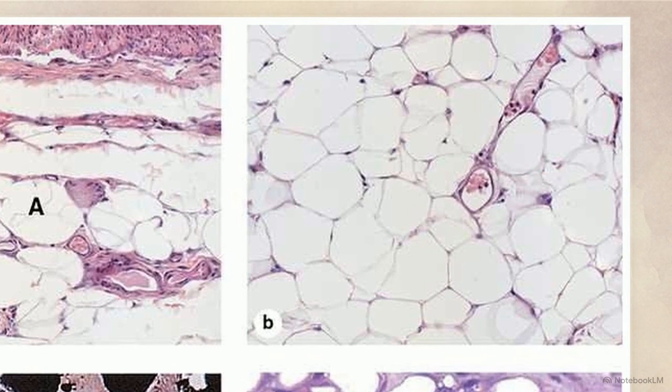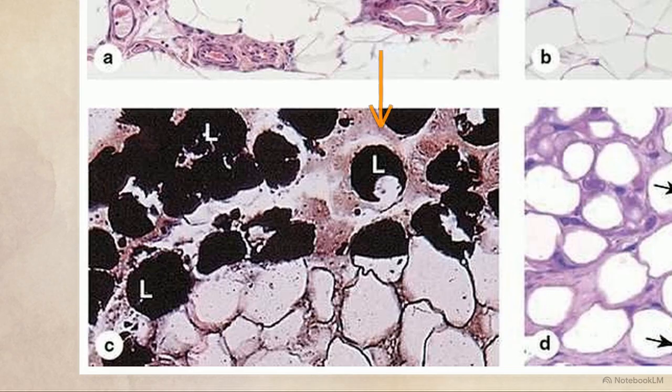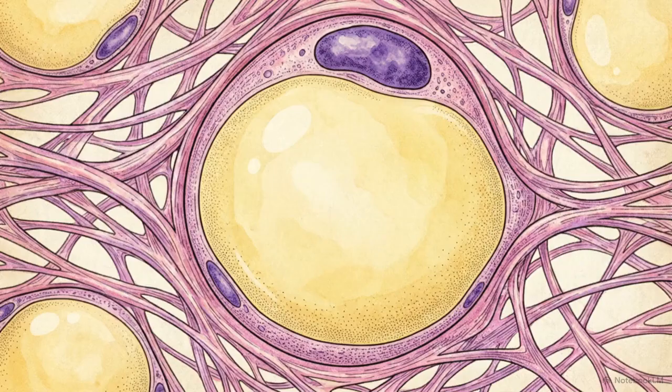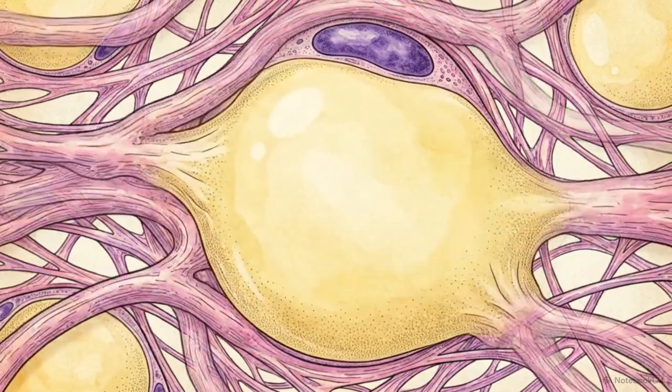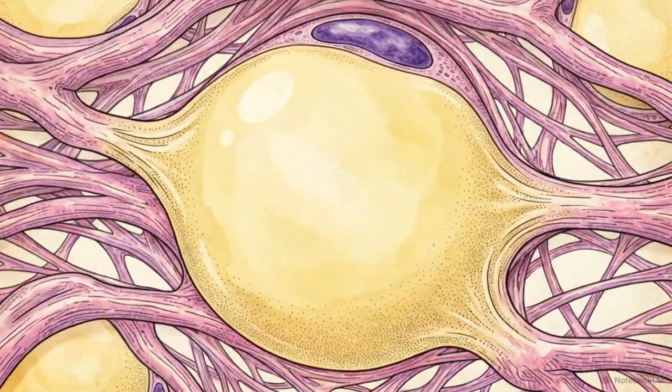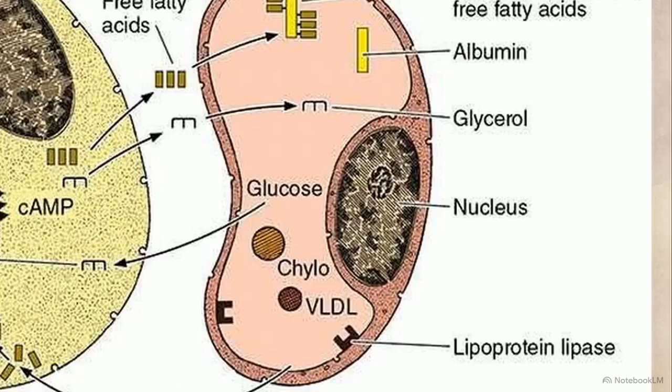Students should note these cells appear empty because standard techniques use xylene, which dissolves lipid, leaving only a cytoplasmic rim. Fixing tissue with osmium tetroxide preserves lipids, staining them black and showing the central vault is full. This unilocular morphology allows the white adipocyte to maximize its storage volume, making it the body's most efficient long-term energy reserve. The storage process begins when triglycerides arrive via the bloodstream, packaged in chylomicrons or VLDLs from the liver.